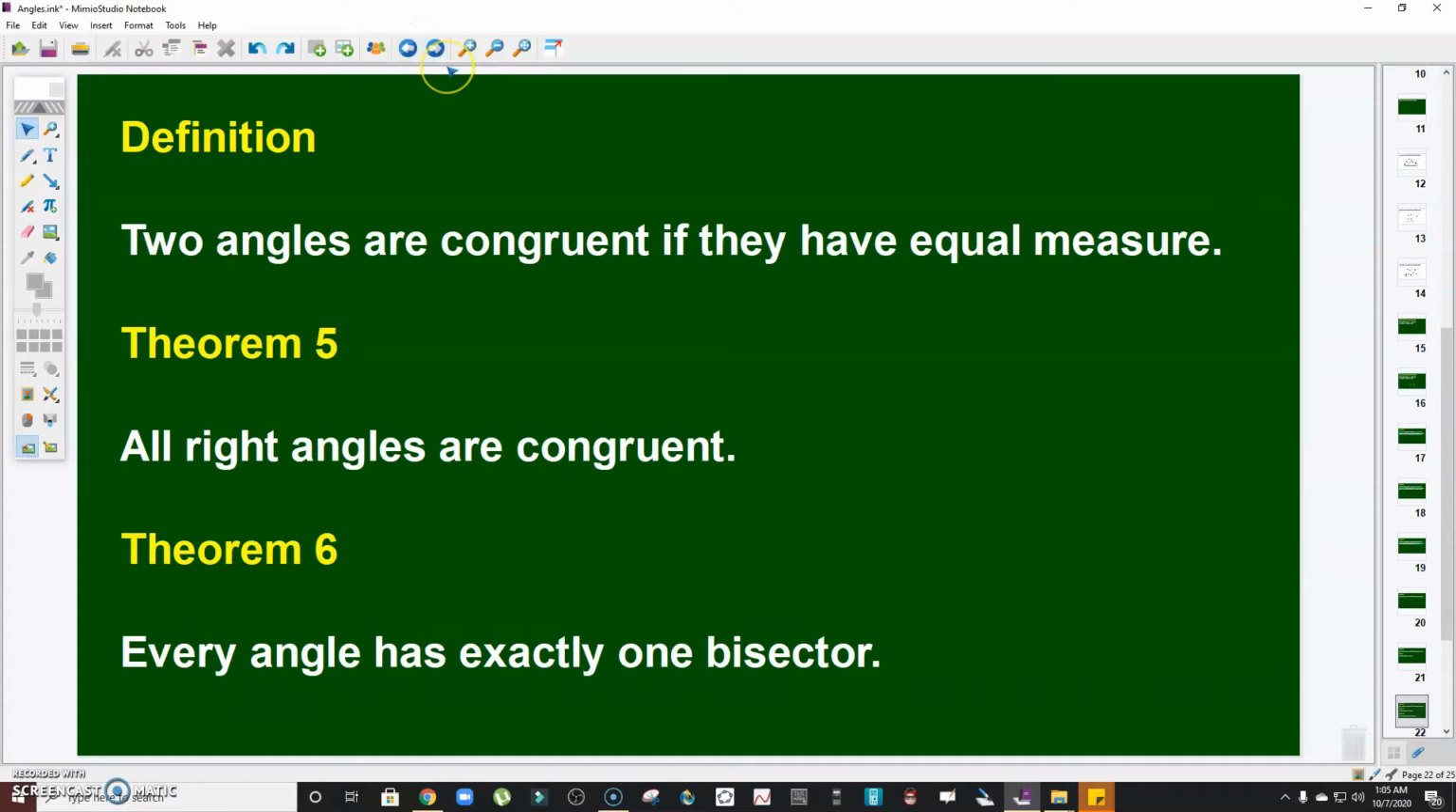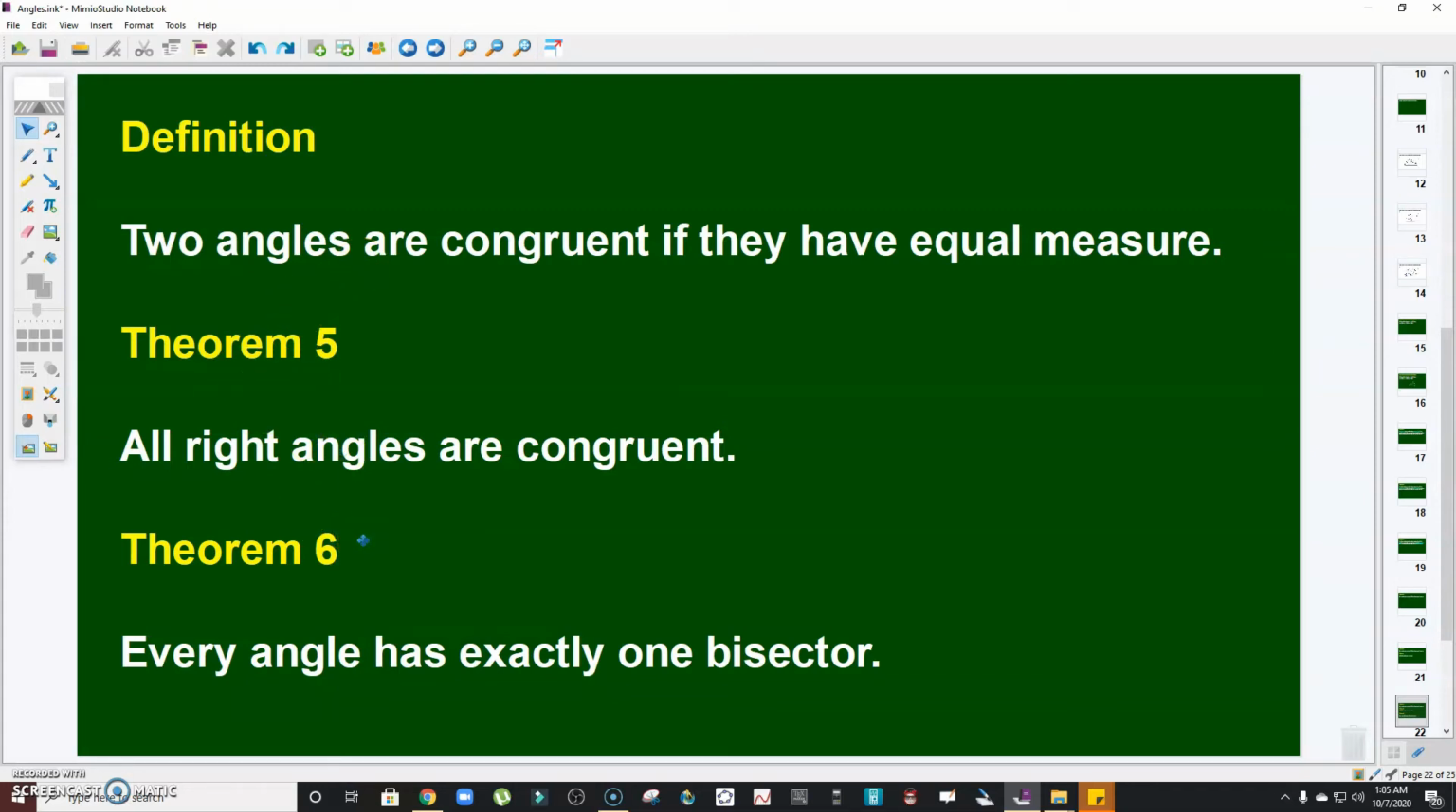Theorem number 5, all right angles are congruent. Okay? Theorem number 6, every angle has exactly one bisector. Well, of course, theorem number 5, lahat ng right angles, 90 degrees. So, syempre, if they have the same measure, they are congruent. So, that supports this theorem.